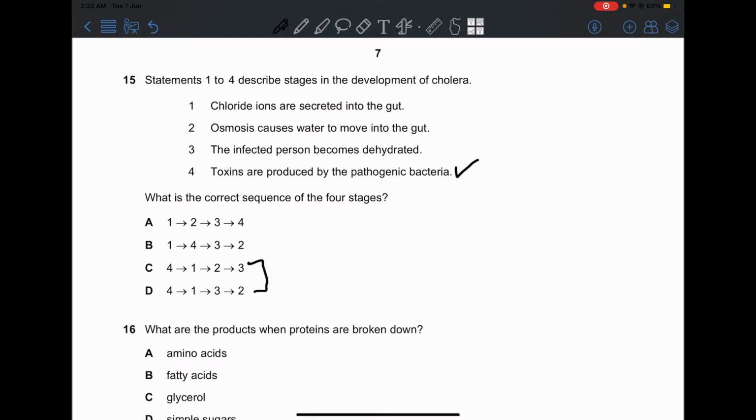4, toxins are produced, and then they decrease the water potential by secreting chloride ions, and then osmosis will cause the water to move into the gut, and then the infected person becomes dehydrated. This is the last step in our cholera process. So over here, D is also incorrect because, of course, you can't be dehydrated first and then osmosis will cause water to move into the gut. Now, this is incorrect, of course. So C is going to be our answer.